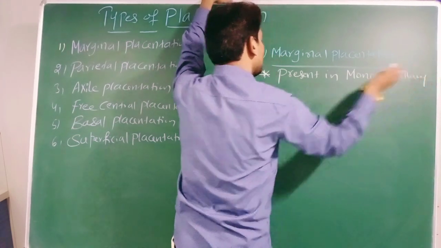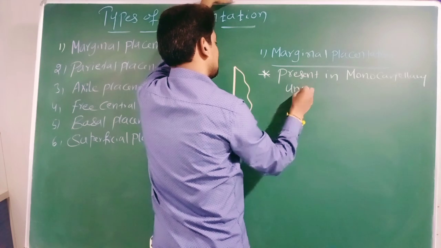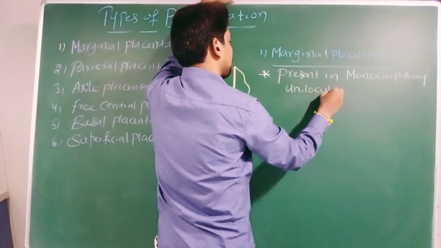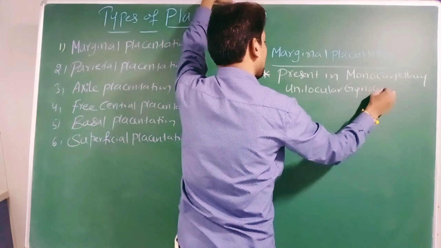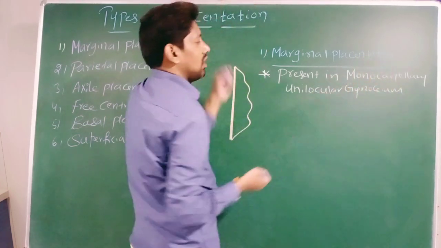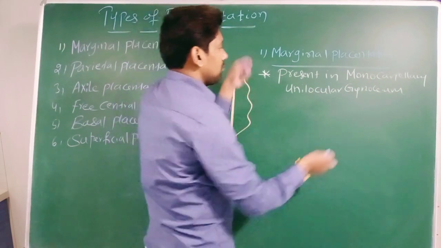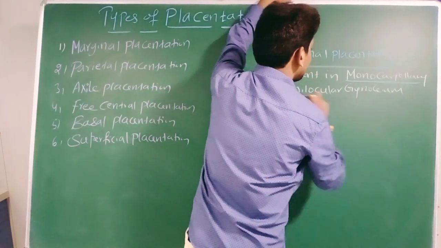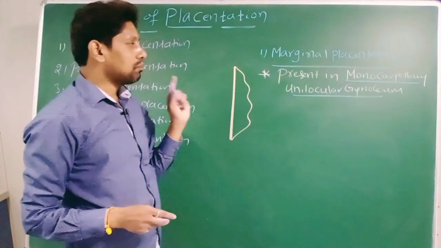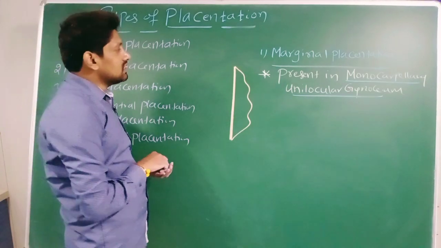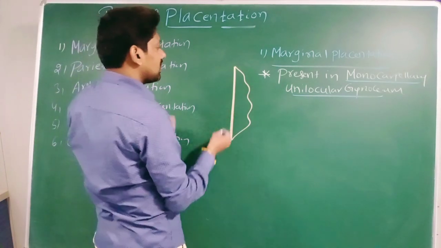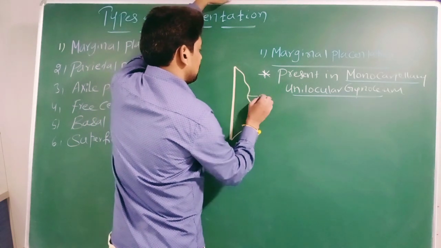Therefore, a monocarpellary, unilocular gynoecium. Marginal placentation is seen in the gynoecium with one carpel, one locule. Okay, right. Now, see here. See this diagram, right?